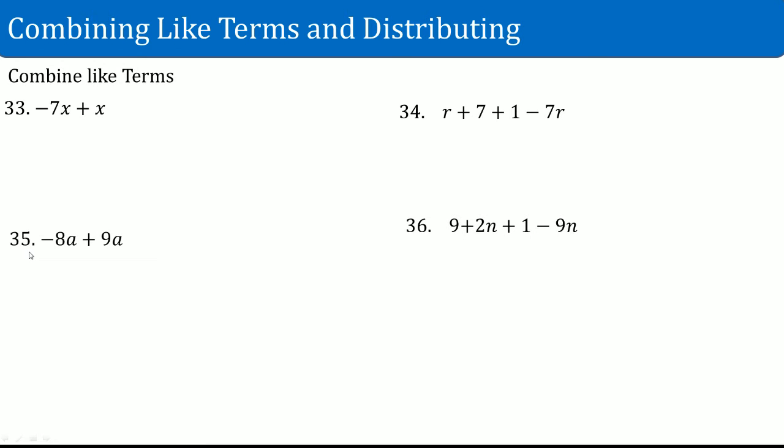All right, welcome. This is going to go over the solutions for the combining like terms and the distributing worksheet. The first part is just to ask us to combine like terms.